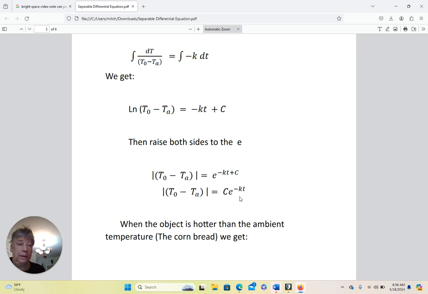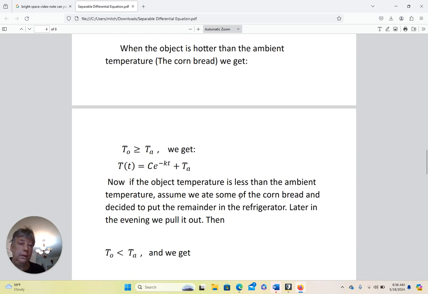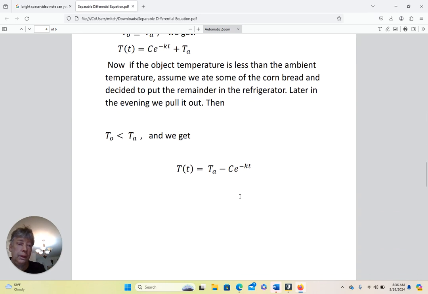When the object is hotter than the ambient temperature, we can write it in this form. So we say when the object temperature is greater than or equal to the ambient temperature, we get this form here. Now if the object temperature is less than the ambient temperature, say we ate some of the cornbread, put the remainder in the refrigerator, and later in the evening pulled it out, then we'd get this form here.